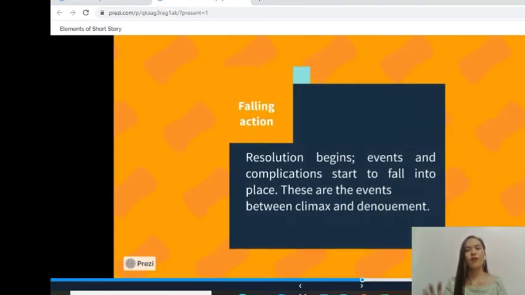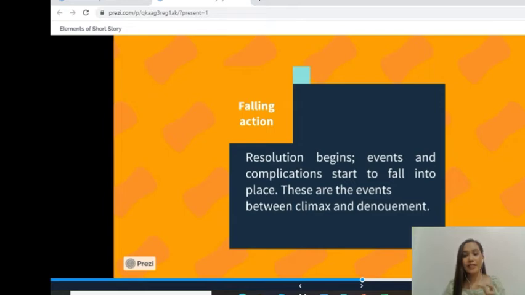Next, we have here the falling action. Resolution begins. Events and complications start to fall into place. These are the events between the climax and denouement. In falling action, the problems are slowly having the solutions. Solutions are not always forgiveness, something like that, or the character just accepts what happened. The falling action gives us the answer on how the story will end.